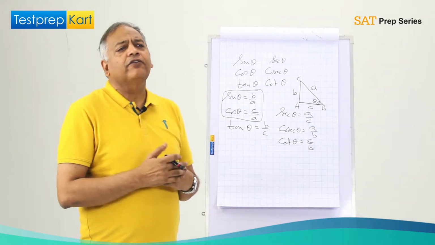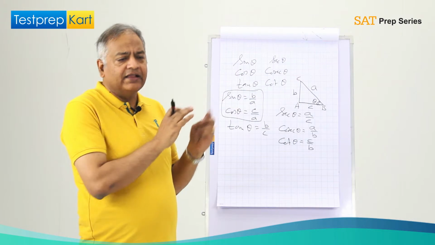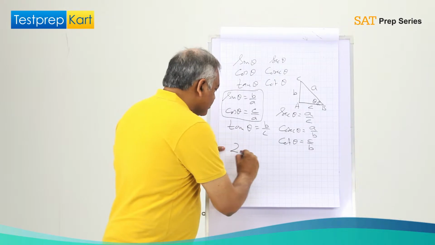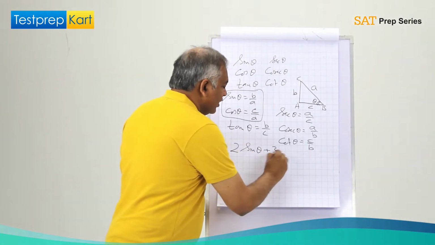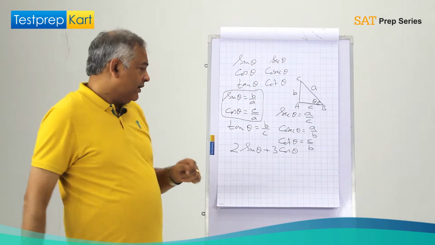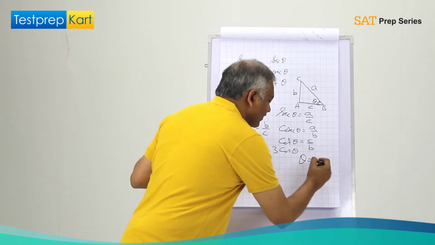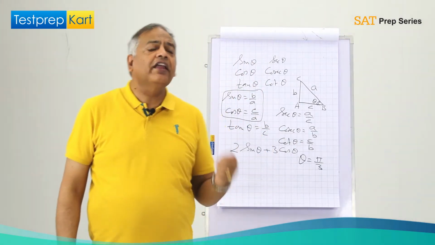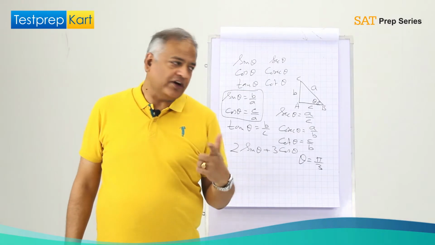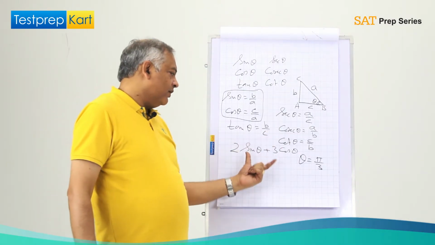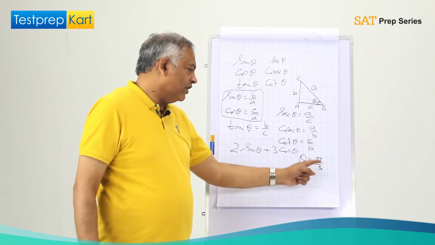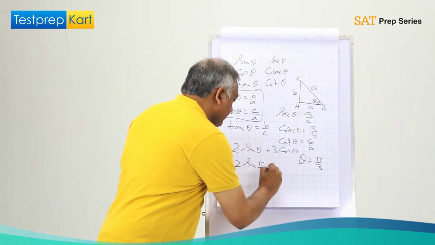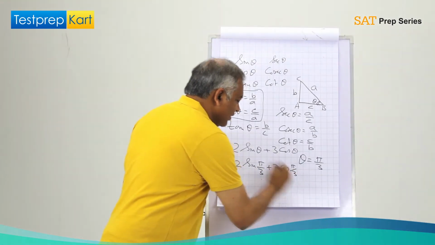Now, there are various properties of these trigonometric functions at various angles. Suppose you want to calculate 2 sin theta plus 3 cos theta, and the value of theta is pi by 3. Pi by 3 is basically 60 degrees, so in radians it's pi by 3, in degrees it's 60 degrees. To find the value of this expression for theta equal to pi by 3, my answer will be 2 sine pi by 3 plus 3 cosine pi by 3.